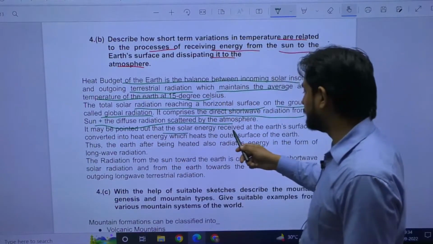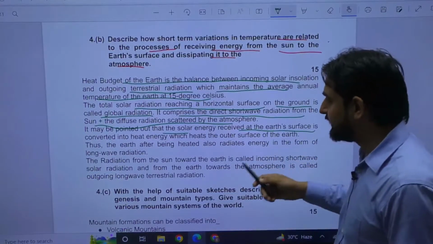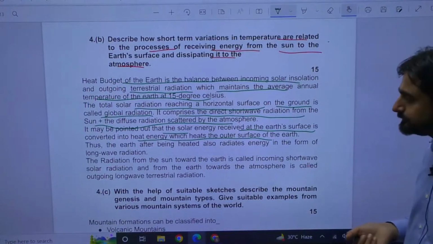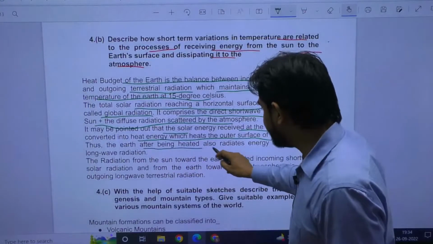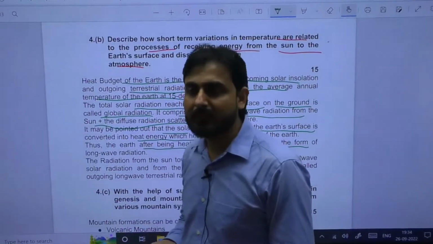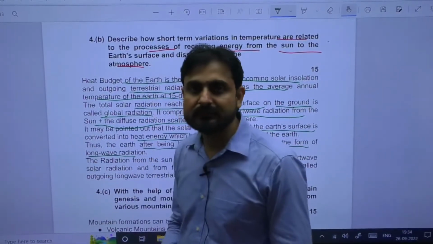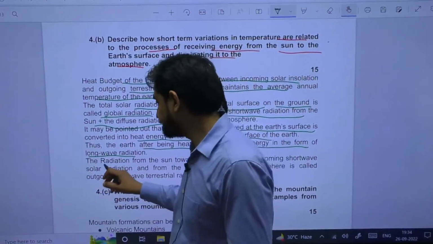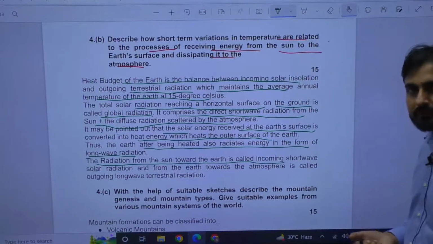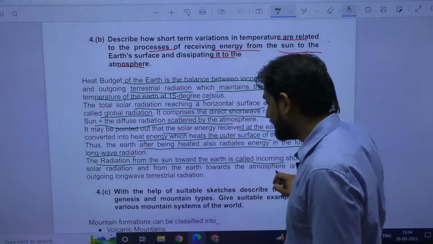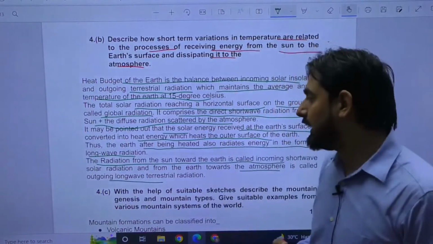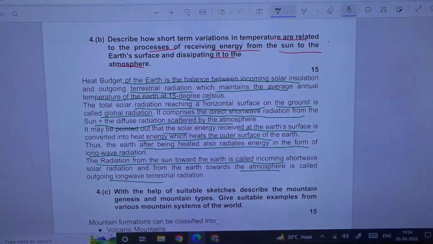It may be pointed out that the solar energy received at the Earth's surface is converted into heat energy, which heats the outer surface of the Earth. Thus, Earth after being heated also radiates energy in the form of long wave radiation. So radiation from the sun towards the Earth is called incoming short wave solar radiation, while outgoing radiation is long wave outgoing radiation or terrestrial radiation.